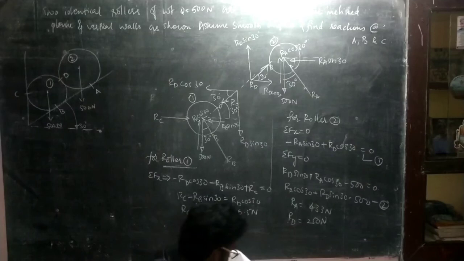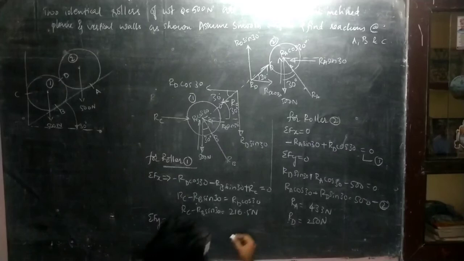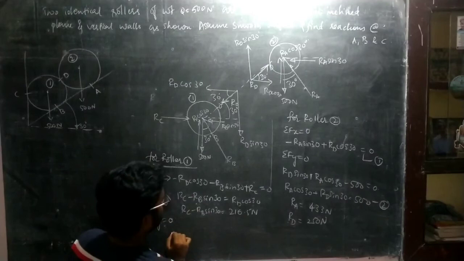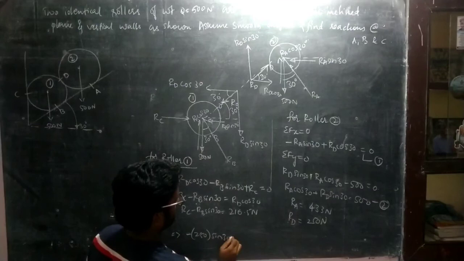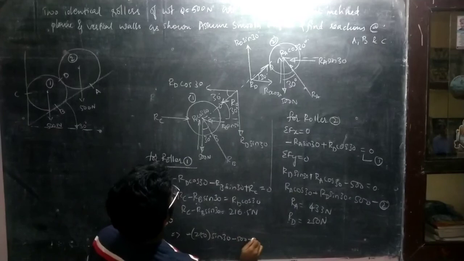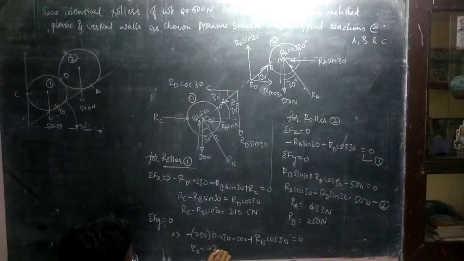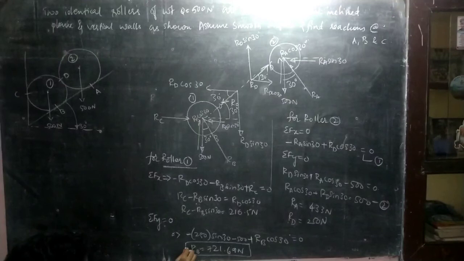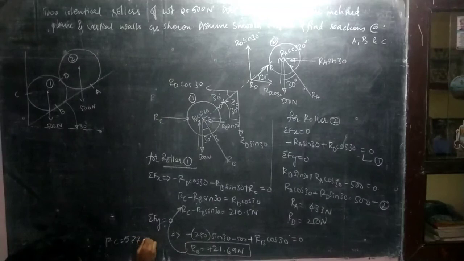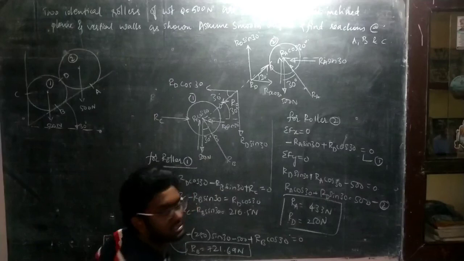Now summation of Fy is equal to 0. So this is minus RD sin 30, so minus 250 into sin 30. Next we have minus 500 plus RB into cos 30. If you do this, you are going to get RB as 721.69 newton. Now put this in this equation, you are going to get RC as 577.34. So this is how you have found out all the reactions at different points. Hope you have understood this problem.